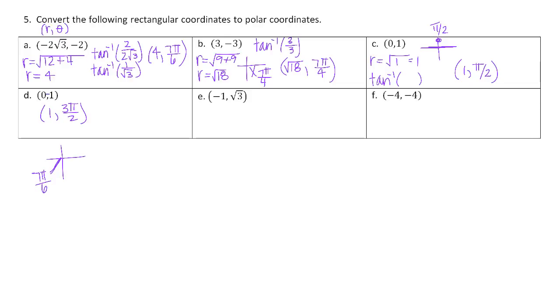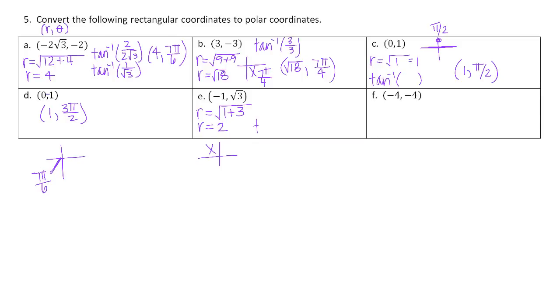All right, for part E, again, let's follow along the same process. So our radius is going to be the square root of 1 squared plus the square root of 3 squared. So it looks like our radius is 2. And then we might want to check, well, what quadrant are we going to be in? So it looks like we're going to be up here in the second quadrant.